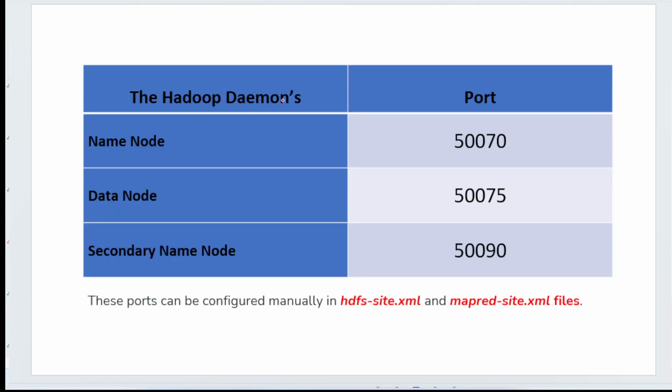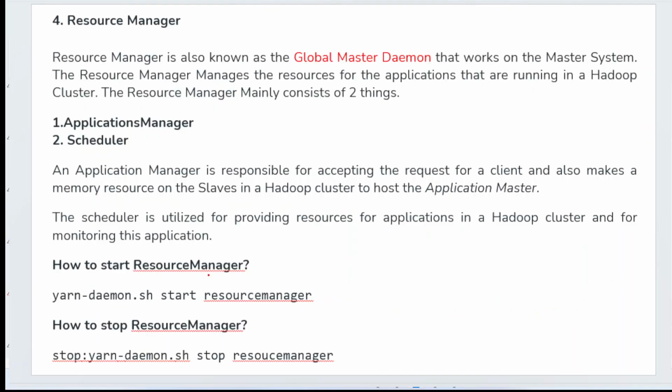And these are the few Hadoop daemons we have for storing our data, and these are the port numbers. Usually for the name node the port number is 570, for the data node it is 75, and for the secondary name node it is 590. We can configure all these ports manually with the help of the hdfs-site.xml file, or else by using the mapreduce-site.xml file.